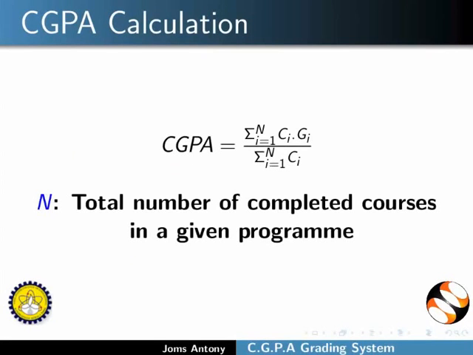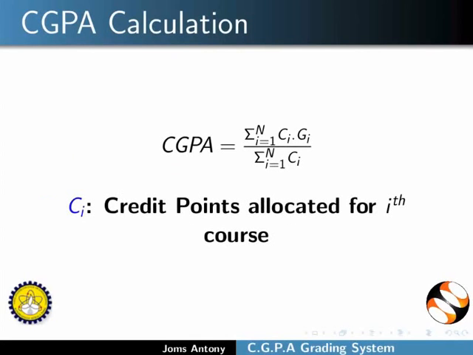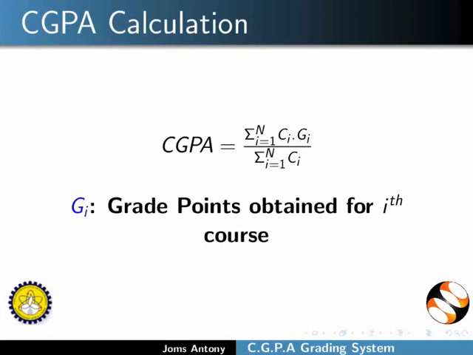Here, capital N represents the total number of completed courses in a given program. CI represents credit points allocated for ith course. GI represents grade points obtained for ith course.